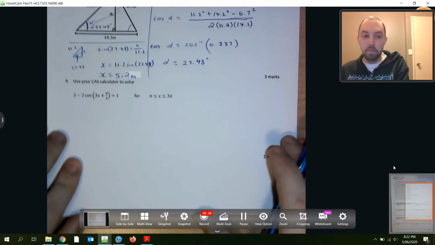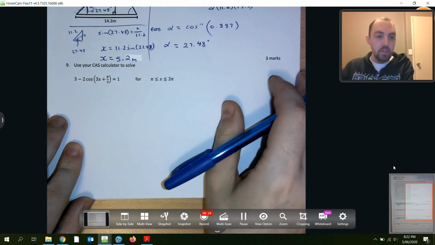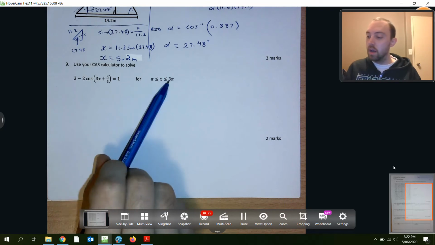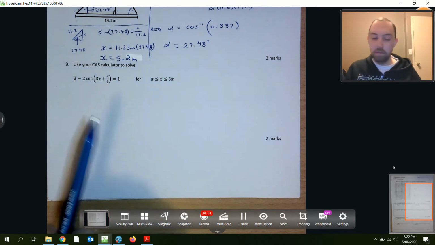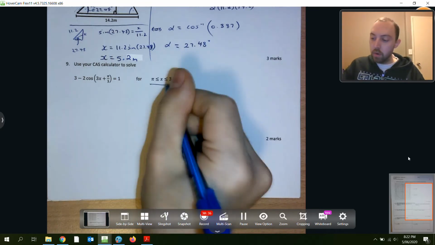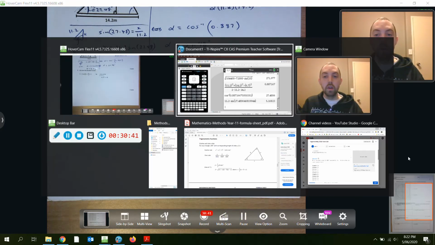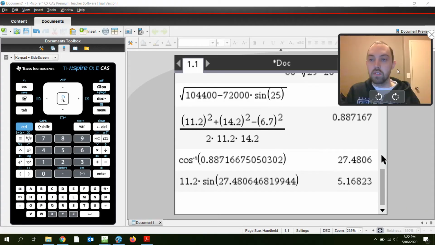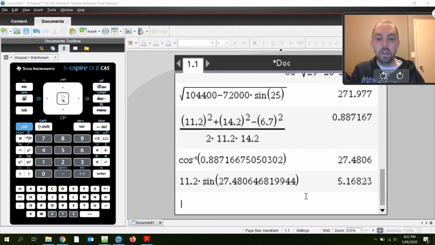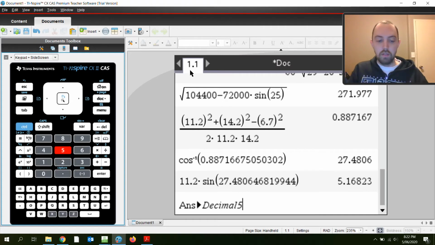Question 9. Use your calculator to solve this large trig function between pi and 3 pi. Alright, well, if we're doing this because we are working in radians, the first thing I want to make sure that I do is change my settings to radians. Make sure you know how to do that for yourself because that's an important part of the process. I'm going to clear what I've done before.